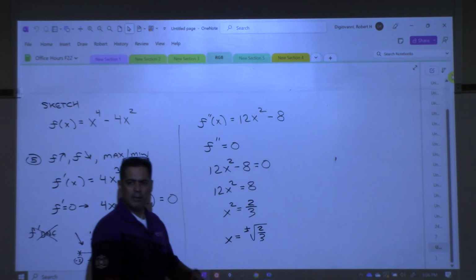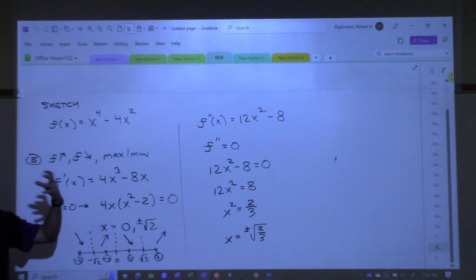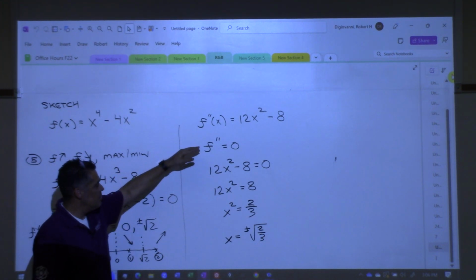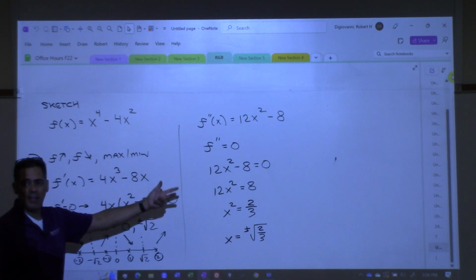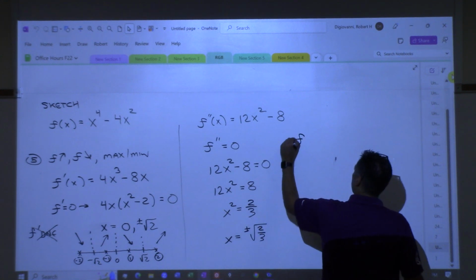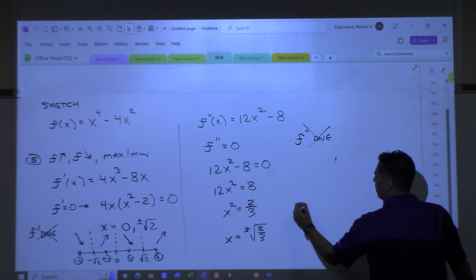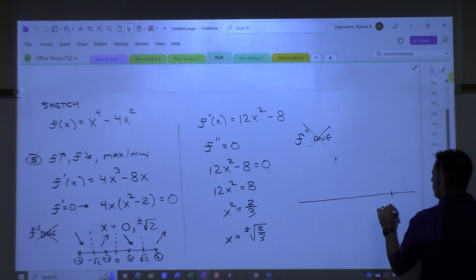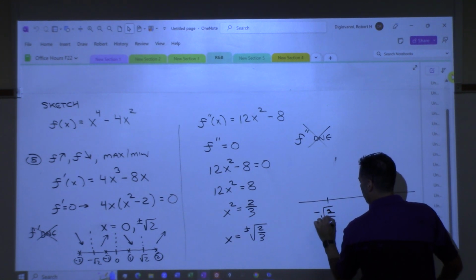You'll know what I'm doing here? I'm looking for concavity now, so I'm looking at the second derivative. I'm figuring out where that second derivative is 0, solving, getting two solutions. Where does the second derivative not exist? Does it not exist? All real numbers, right? So we only have root 2 over 3 and negative root 2 over 3.